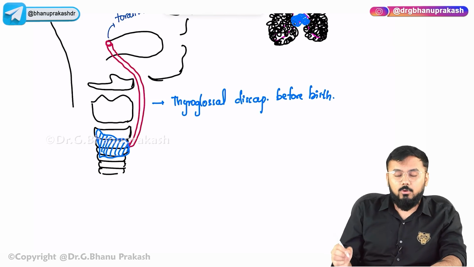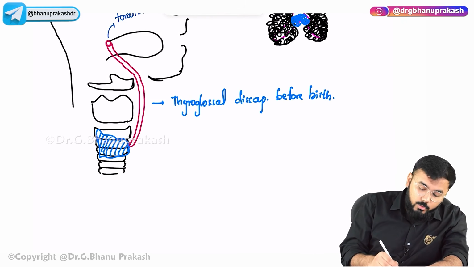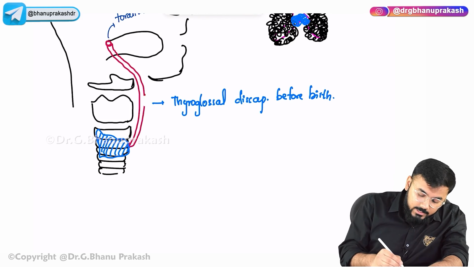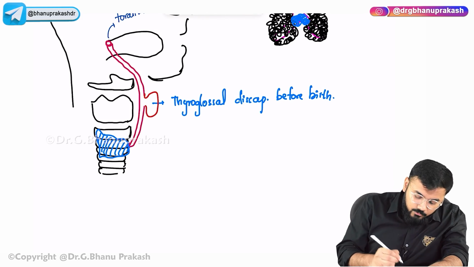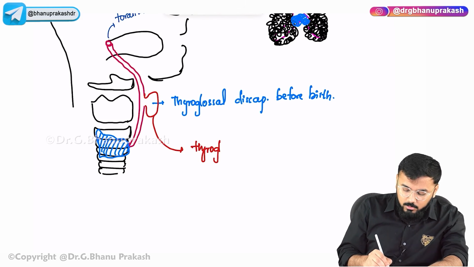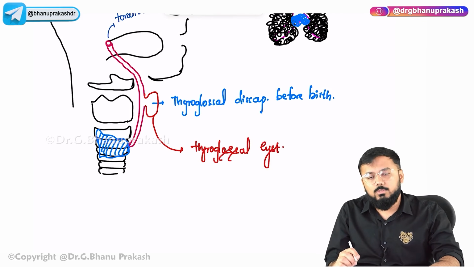For example, if the thyroglossal cyst did not disappear before birth, what is going to happen? Sometimes there is a chance that within this duct a cyst is formed like this. This particular cyst is called a thyroglossal cyst.